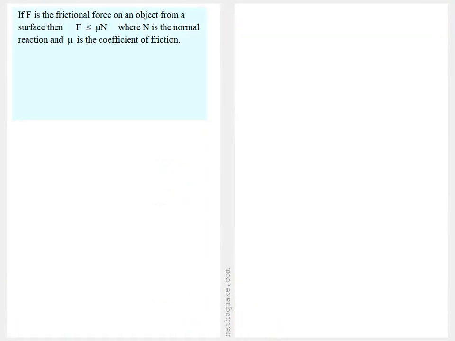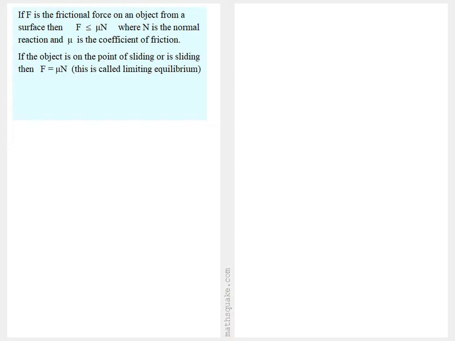To sum up, if F is a frictional force on an object from a surface, then F is less than or equal to mu N, where N is the normal reaction and mu is the coefficient of friction. If the object is on the point of sliding, or is actually sliding, then F is equal to mu N. If the object is on the point of sliding, it's called limiting equilibrium. Now we sometimes use F0 to represent the maximum possible friction. So F is always less than or equal to F0, where F0 is equal to mu N.